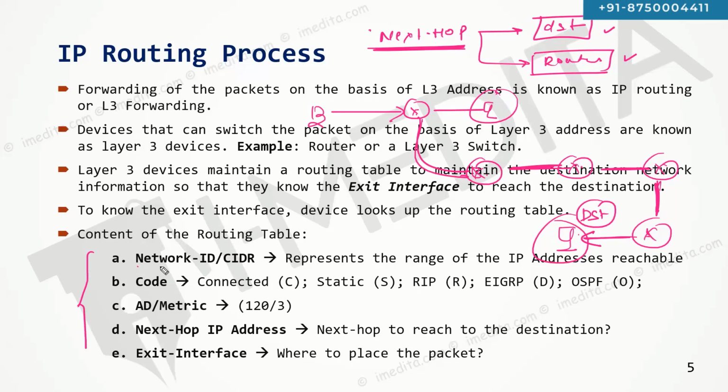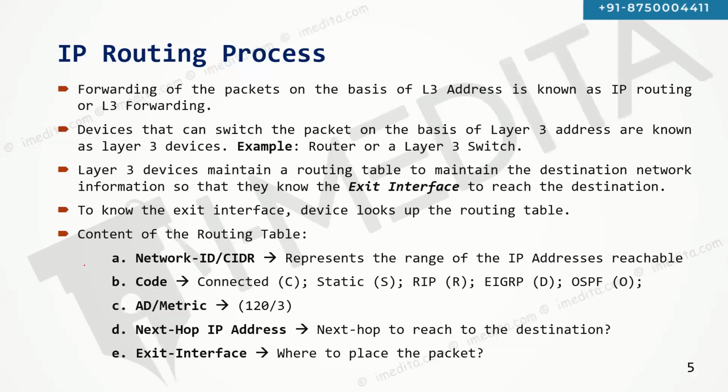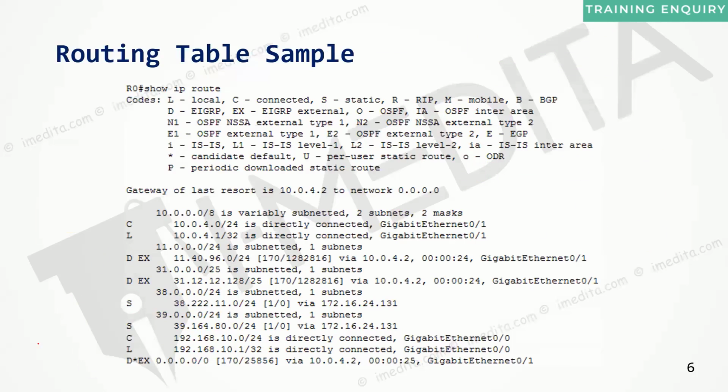So these are the contents of the routing table. In the routing table, we have the network ID, subnet mask, how the route is learned, AD, metric, next hop, and exit interface. These are commonly seen entries in your routing table. This is a sample routing table where we use the command show ip route. This is the default gateway information. This is how we have learned the routes. This is the subnet information. Then this is the exit interface. This is the next hop. This is the AD. This is the metric.